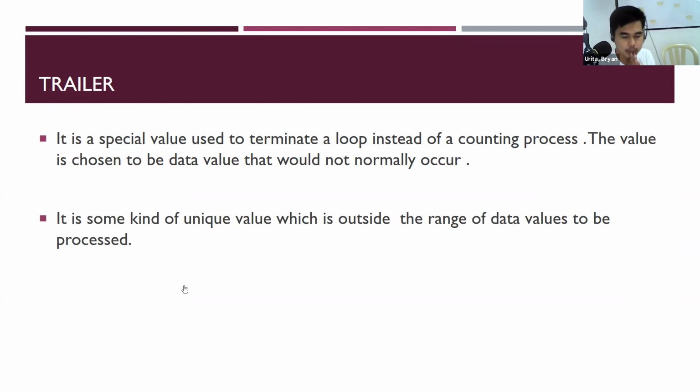For example, pagka meron kang binabasa, okay? Or, for example, in real life situation, kapag ang time natin ay alas 6 na, stop na. Stop the work. Yun yung trailer mo. Okay, this is some kind of unique value. But in our flowchart, a trailer is a unique value outside the range of data values. Let's say, for example, you will read positive values. But if you encounter a negative value, you stop the loop kasi you're only accepting positive values. And it will stop if you receive a value which is outside the range. Diba? Yun yung sinasabi natin.